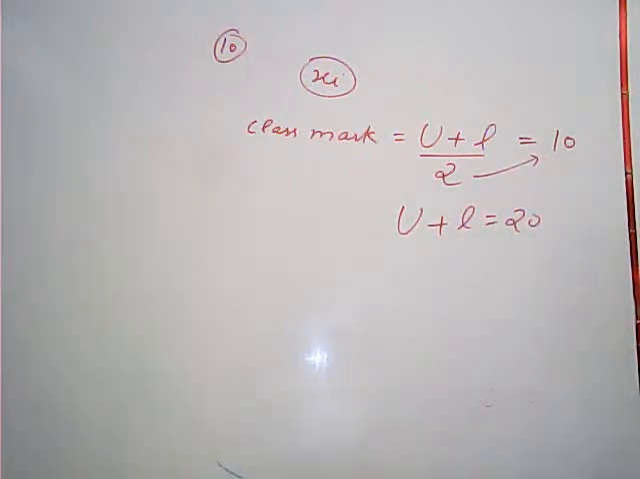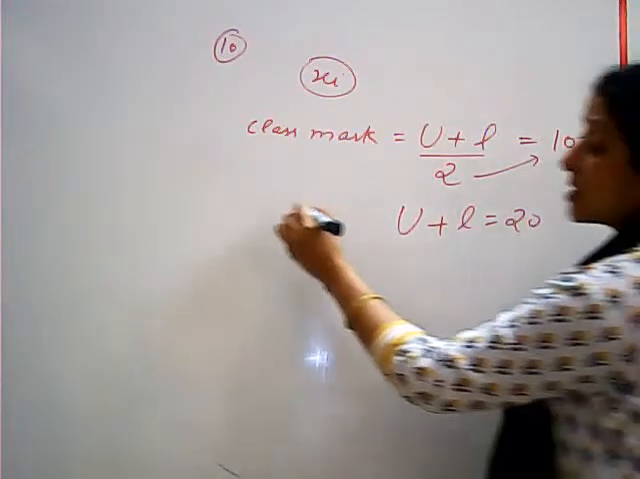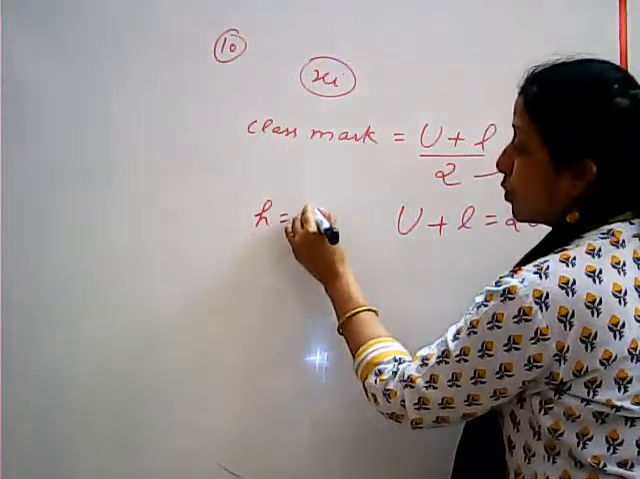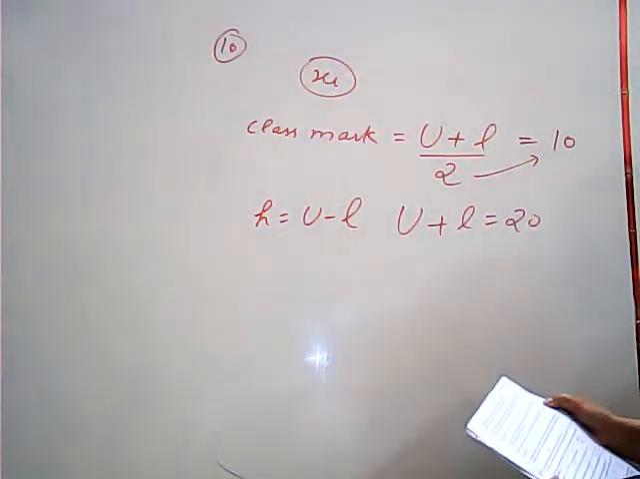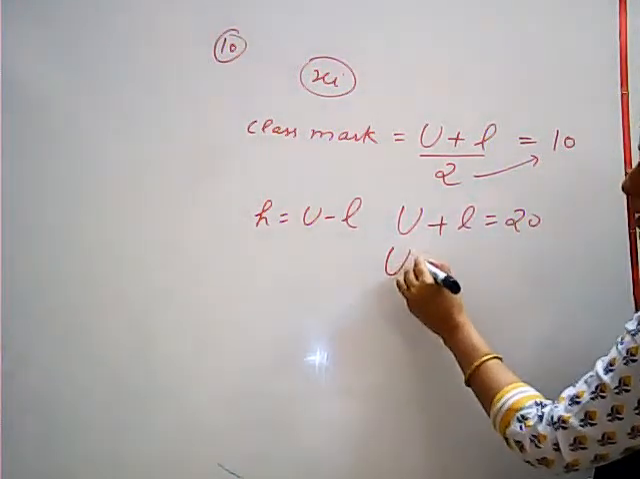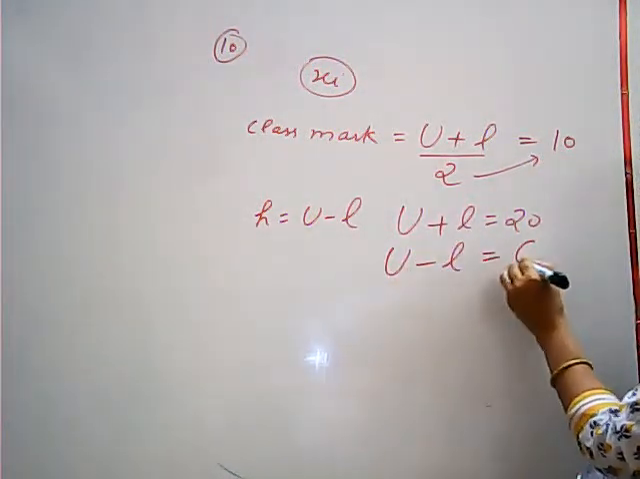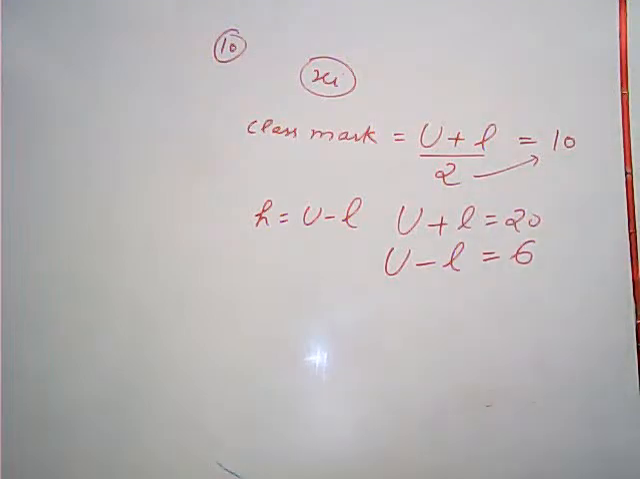Okay, after that it is given the width of the class is 6. And what is width? Class size, the value of h, or the upper limit minus lower limit, and that value is given by 6. So you will write upper limit minus lower limit is equal to 6, and you can use the elimination method here to find the value of the lower limit. What we have to find out is the lower limit.